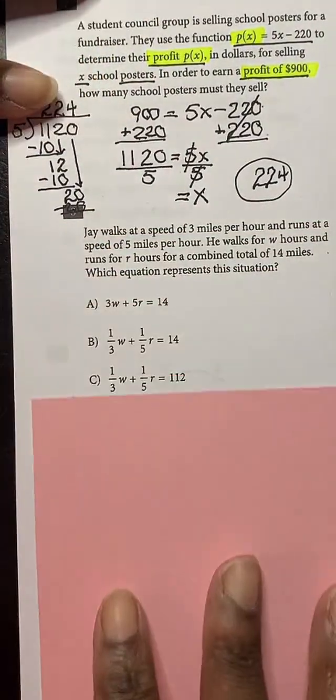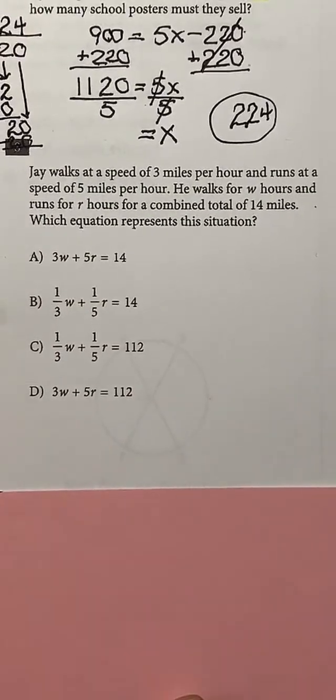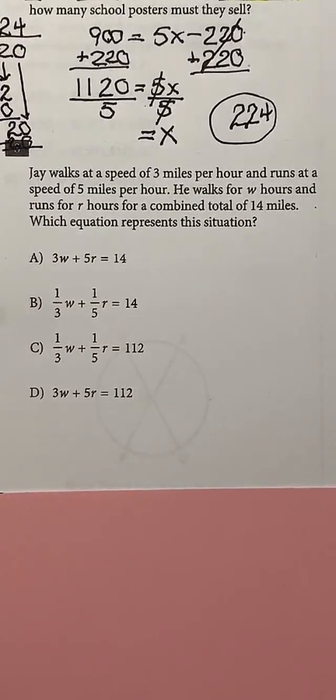All right, so let's take a look at the next one. See if I can zoom in quite a bit. So here we have: Jay walks at a speed of 3 miles per hour and runs at a speed of 5 miles per hour. Well, good for him. He walks for W hours and runs for R hours for a combined total of 14 miles. Which equation represents this situation? So we're not solving. We just want to know the equation. Is it A? Is it B? Is it C? Or is it D? How do we set it up? Exactly.